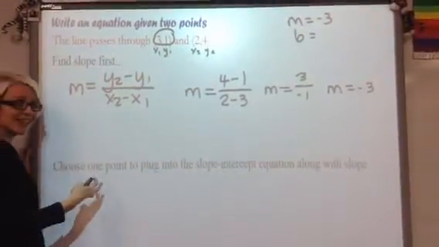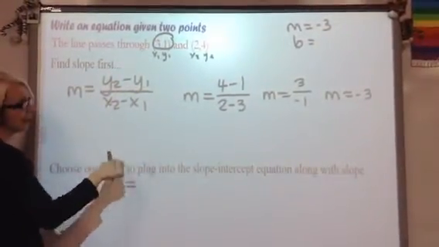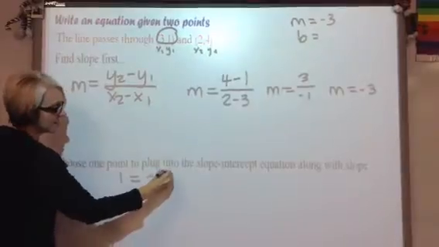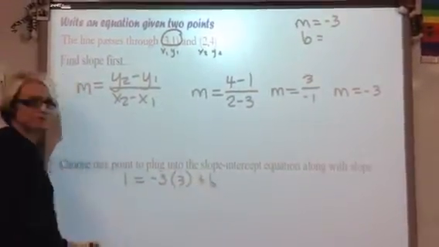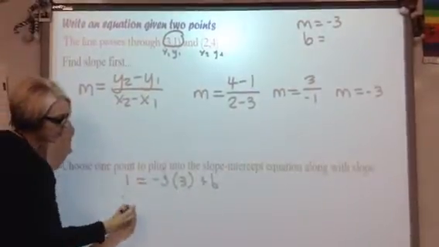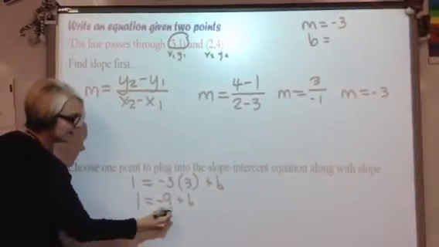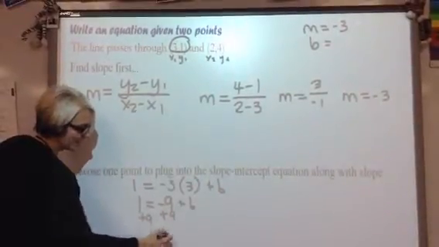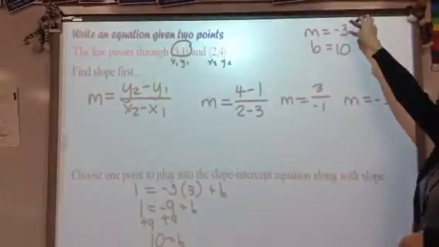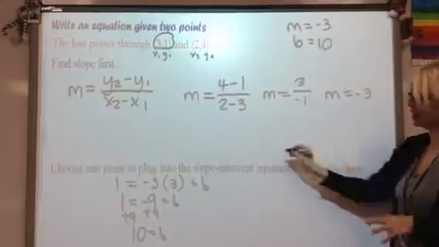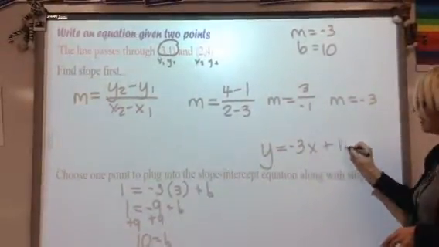So remember what we did last time? y, I'm going to choose the 1, is equal to m, which is negative 3, times x, which is 3, plus b. So I simplify now. 1 is equal to negative 9 plus b. I'm going to add 9, and you get 10 is equal to b. So our b is 10. Now that I know my slope and I know my y-intercept, I can write the equation. y is equal to negative 3x plus 10.